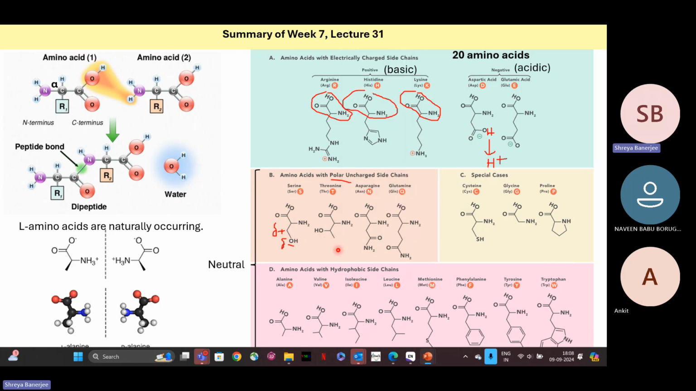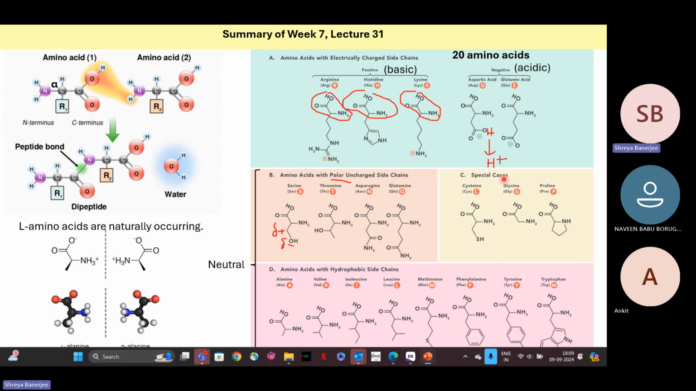Similarly, you can have threonine, which is like serine, but there's an extra methyl group here. And asparagine and glutamine are where the side chains have an amide group. So in asparagine, it is CH2, CONH2, and glutamine has one extra CH2 here, and again ends in CONH2. So these four, they have polar residues like oxygen or nitrogen, but they do not have a charge like the acidic and basic amino acids. They are overall still neutral.